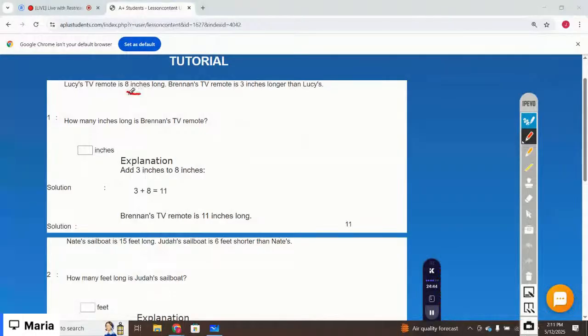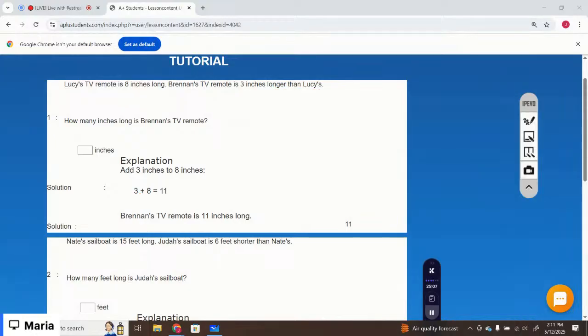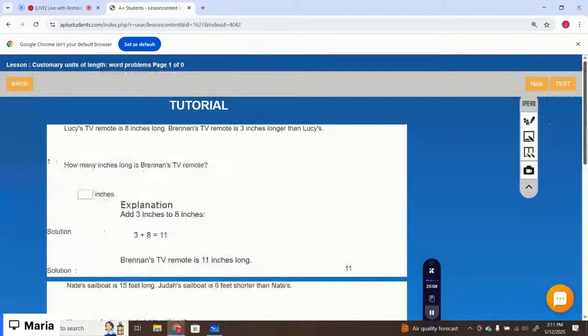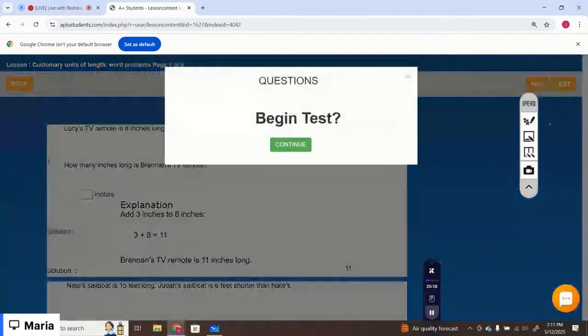Lucy's TV remote is 8 inches long. Brandon's TV remote is 3 inches longer than Lucy's. So then you need to add 8 and 3. So 8 plus 3 is 11 inches long. The correct option is 11 inches long. Let's just start with the test questions.